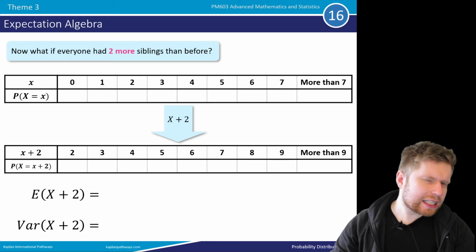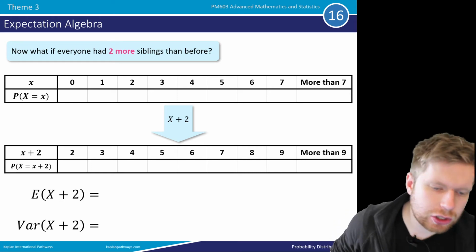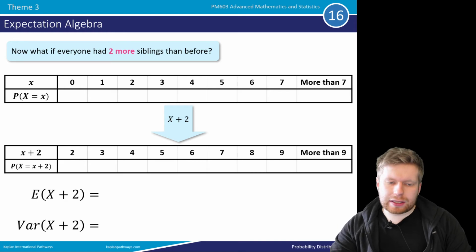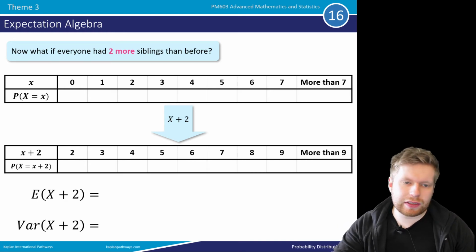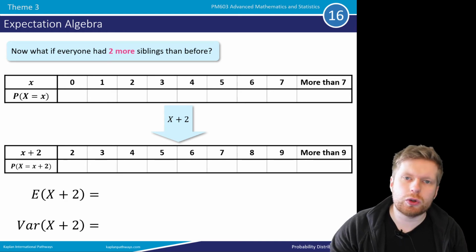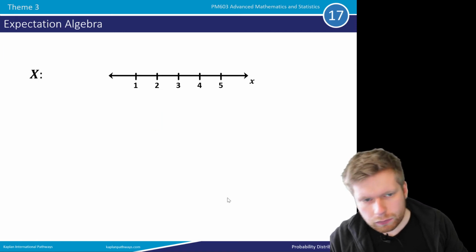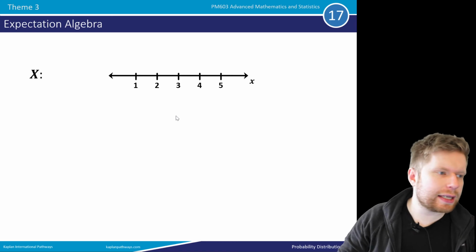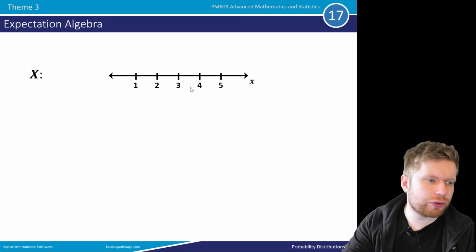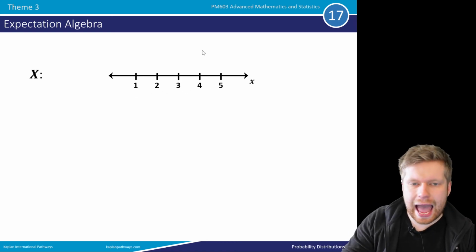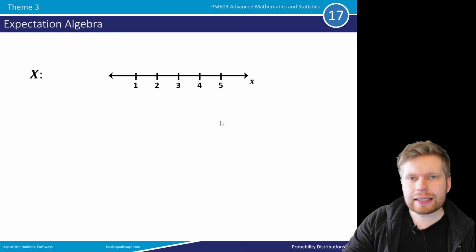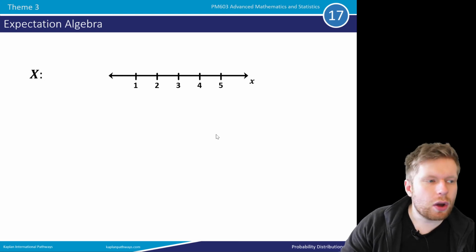Well, what would the expectation of X plus 2 be? Let's think about this. And what would the variance of X plus 2 be? What would the variance of this new random variable be just by adding 2 to all of your outcomes? Let's think about this in a little bit more detail. Let's suppose at the moment these are our possible outcomes: you can have 1, 2, 3, 4, 5, 6. Let's see the transformation which happens when we add 2.